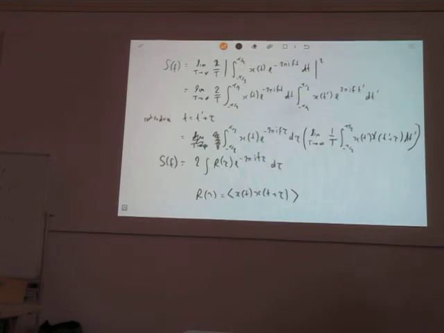So, getting to this final result, the power spectral density is twice the Fourier transform of the autocorrelation function. So that's another definition.